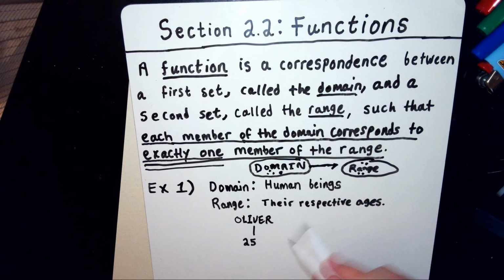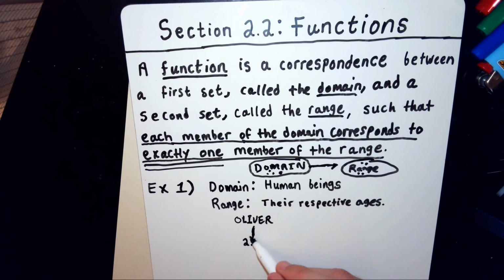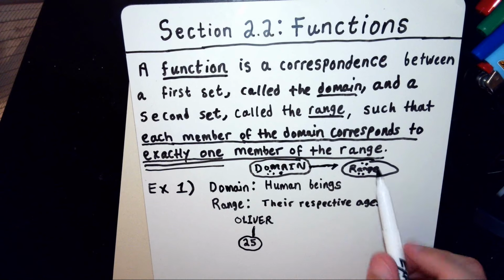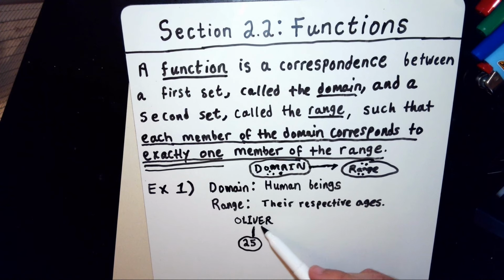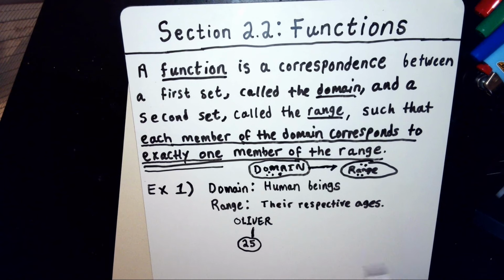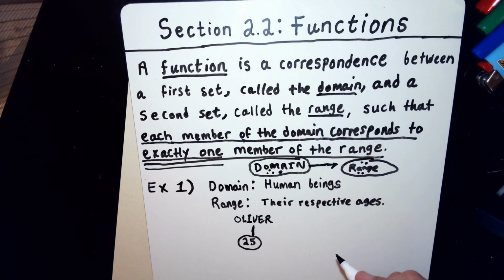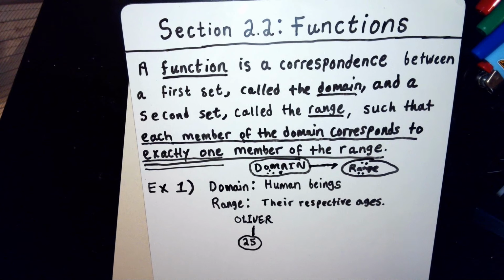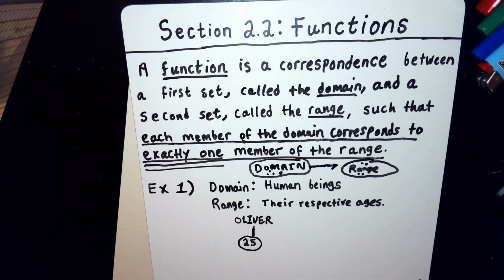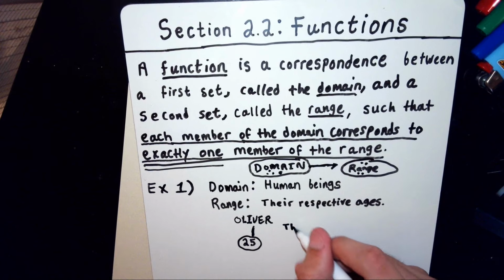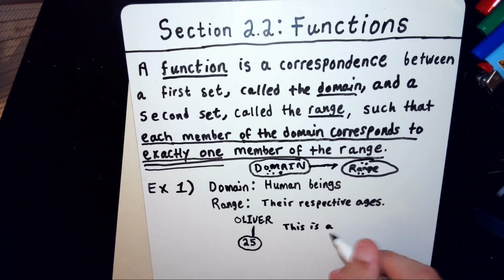That is exactly one member of the range. 25 is exactly one age. I can't possibly have two different ages. I only have one age, and that goes for everyone. Everybody only has one age. It almost sounds silly to even say it because of how obvious it is. But yeah, so this is a function.